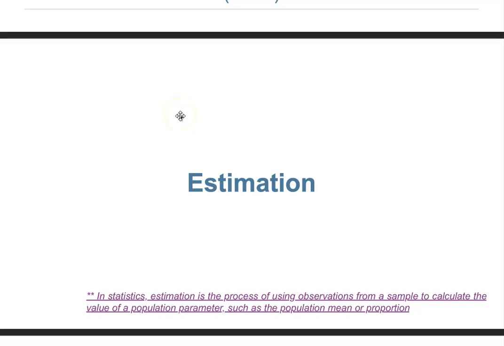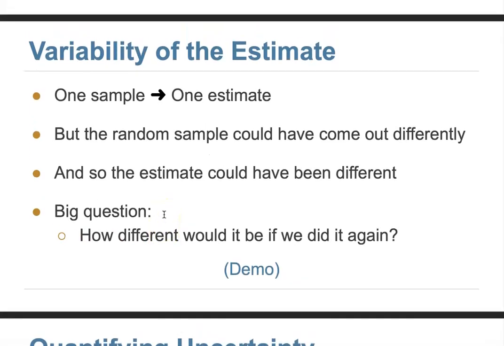Continuing from our previous video, we talked about estimation. In statistics, estimation is a process of using observations from a random sample to calculate the value of a population parameter. But the most important thing, after we did estimation, is how could we know how accurate it is, how accurately it can represent the parameter in the population?